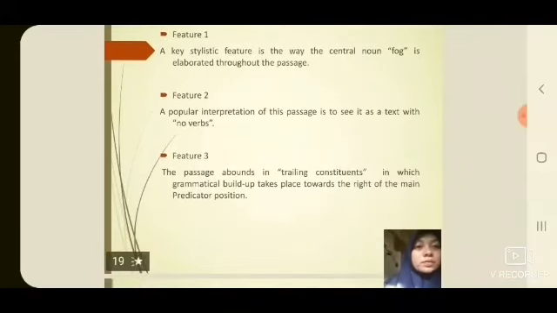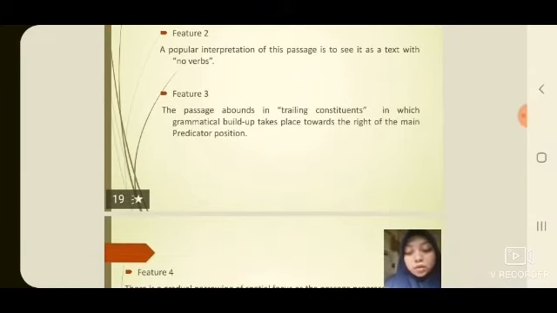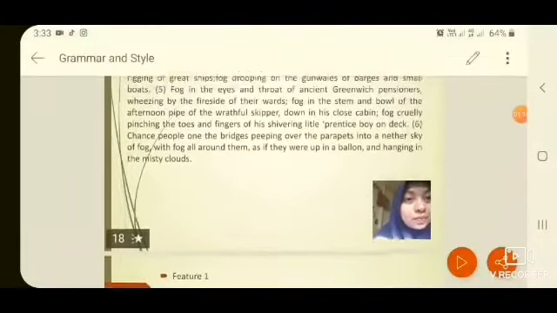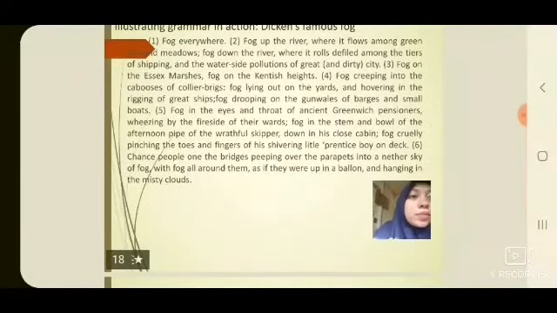Feature 2. A popular interpretation of this passage is to see it as a text with no verb. For example, in Dickens' famous passage, number 4: folk creeping into the cabooses of collier brigs, folk lying out on the yards, and hovering in the rigging of great ships, folk dropping on the gunwales of barges and small boats.